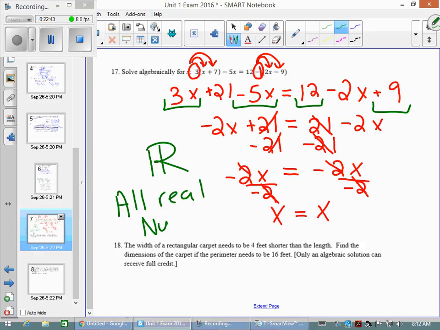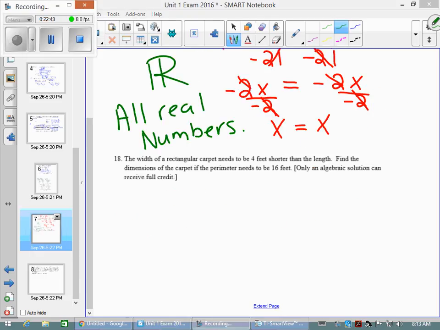For 18, they're telling us that the width of a rectangular carpet needs to be 4 feet shorter than the length. Whenever they're giving me a picture of something, I like to draw it so I know what we're talking about. They're telling me that the width of the carpet needs to be 4 feet shorter than the length.